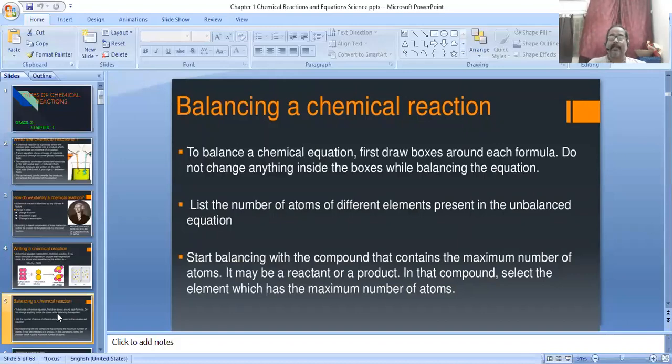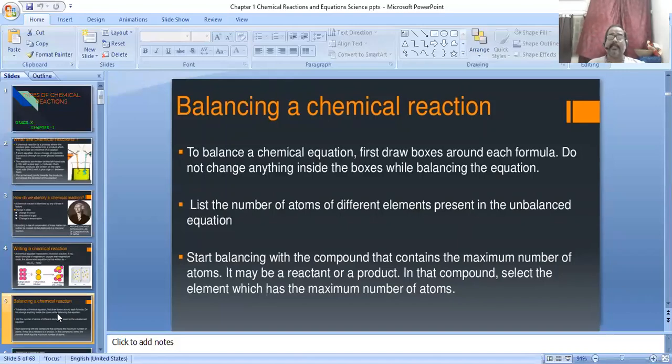So suppose N2 plus H2 gives NH3. This is an unbalanced equation. When we balance, we change only the number, 3 in front of hydrogen in the reactant part and 2 in front of ammonia in the product part. So now the new equation is N2 plus 3H2 arrow 2NH3. So this equation is a balanced chemical equation.